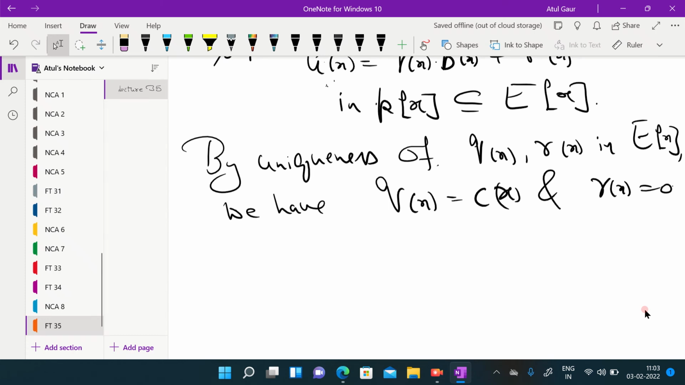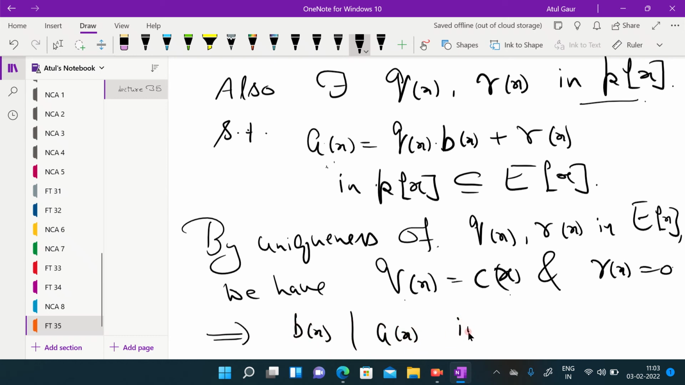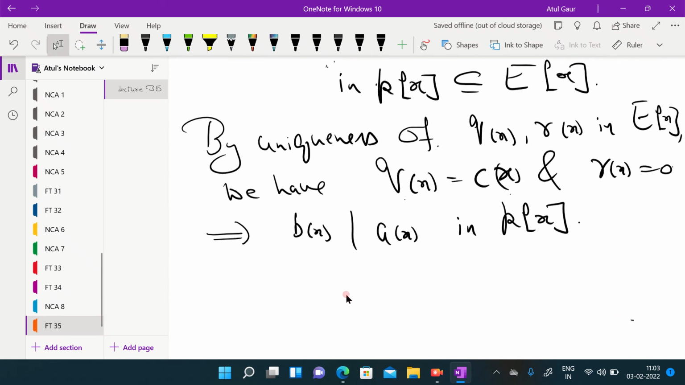but then the point is, where has this cx come from? qx equals cx, so where is qx? qx is in kx, so that means division takes place in kx. Is that fine? So this settles the claim.